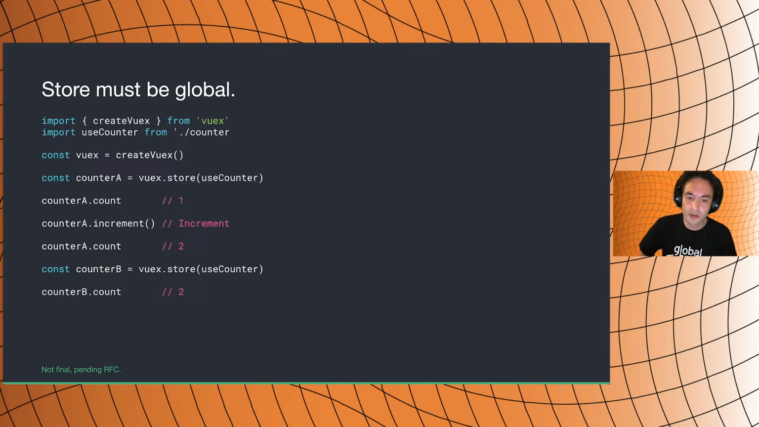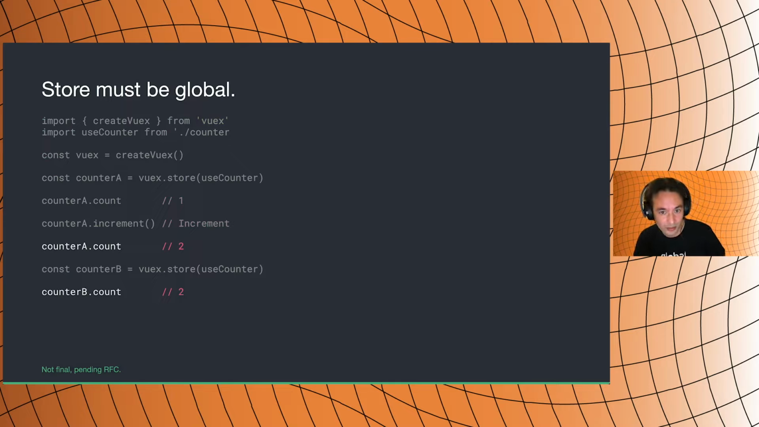So here, first we load counterA, and we are calling counterA.increment, which increments the state of the store. And then we're creating another store, which is counterB. At this point, counterB.count should be 2, because counterA and counterB should be the same store. Obviously, this is what we want, but how do we do this?